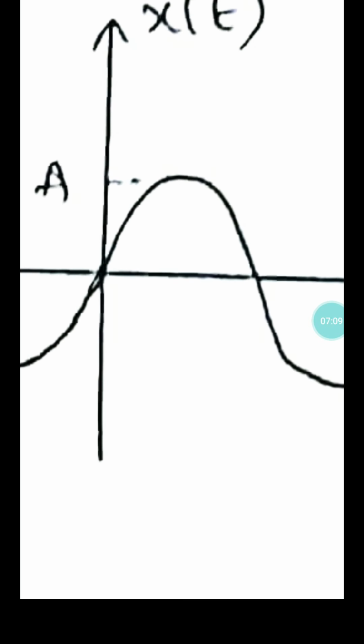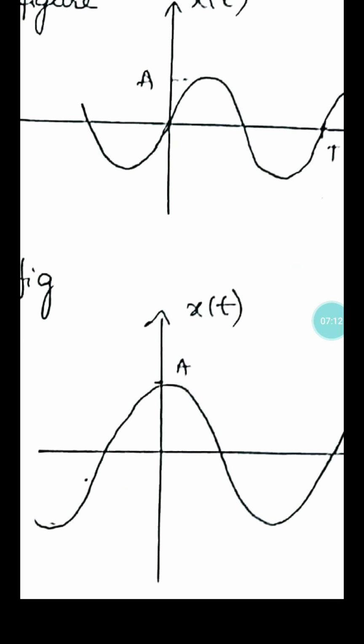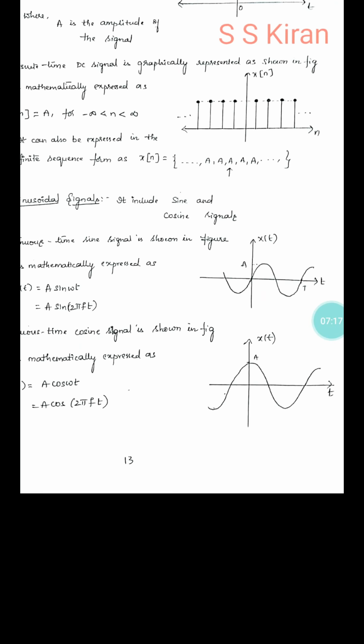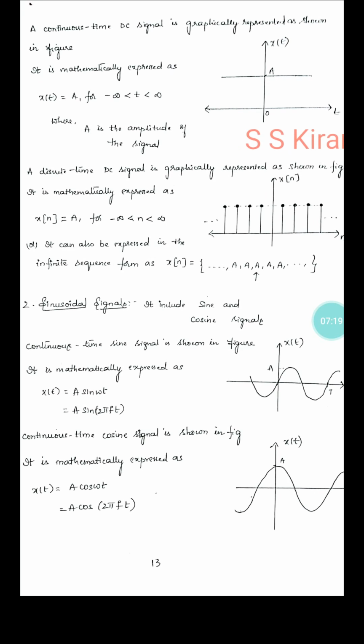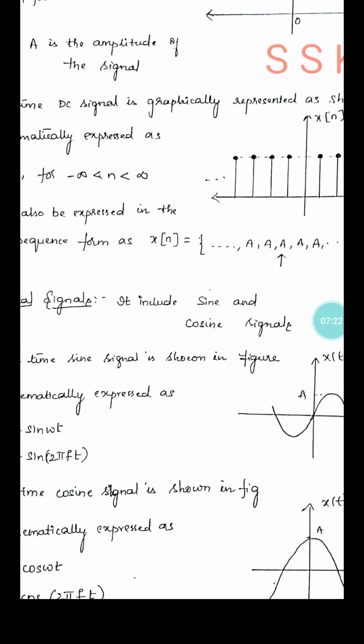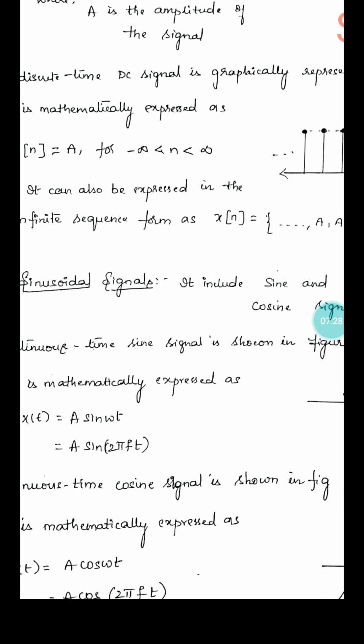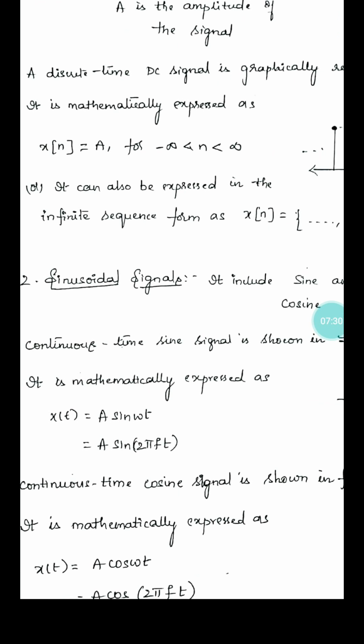This is the sinusoidal waveform. This is the cosine waveform, or cos waveform. Now, the second standard signal is the sinusoidal signal. It includes sine and cosine signals. Now we will start with continuous time signals.